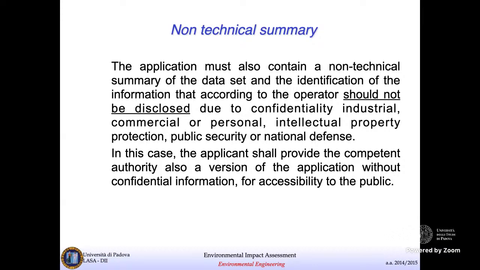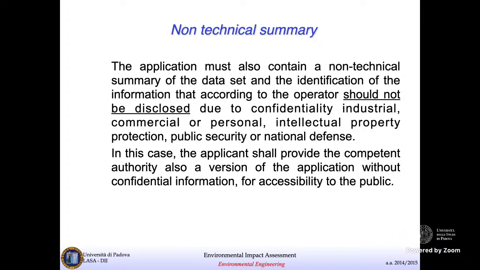That in the non-technical summary, the operator is not forced to describe all the aspects of his productive process, in terms of protection of property, patents, and infringement of patents, how to say, trademarks, and in case of issues related to public security or national defense, in which case not all the information is expected to be included in the non-technical summary.